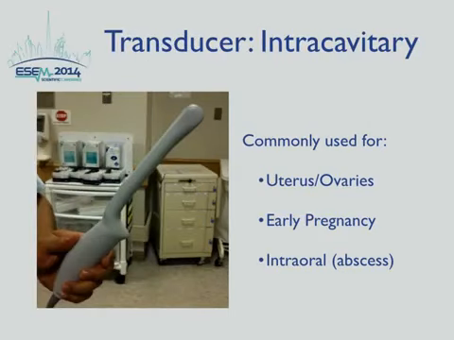The last probe we're going to discuss is the intracavitary probe. It is a high frequency but curved footprint. It's commonly used to evaluate the uterus and ovaries using a transvaginal pelvic exam, for early pregnancy evaluation, as well as intraoral looking for abscesses, for example, peritonsillar abscess.